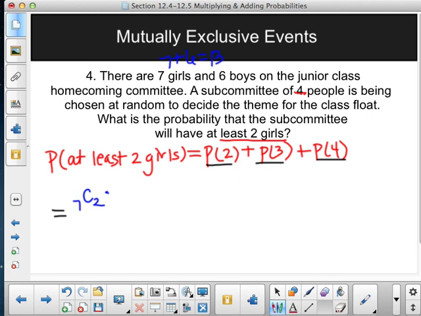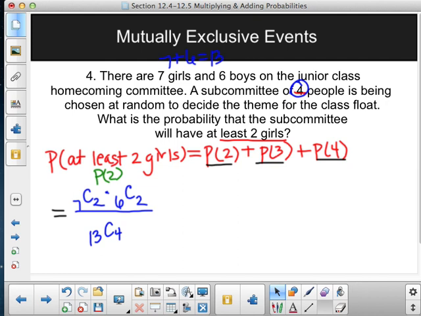Now I have to think how many boys would be on a committee. It's a committee of 4, and if I have 2 girls, that means there's going to be 2 boys. There's 6 boys to choose from, and I'm selecting 2 of them, over the total. There's 13, and we are selecting 4, a committee of 4. Right here, this is the probability of 2 girls.